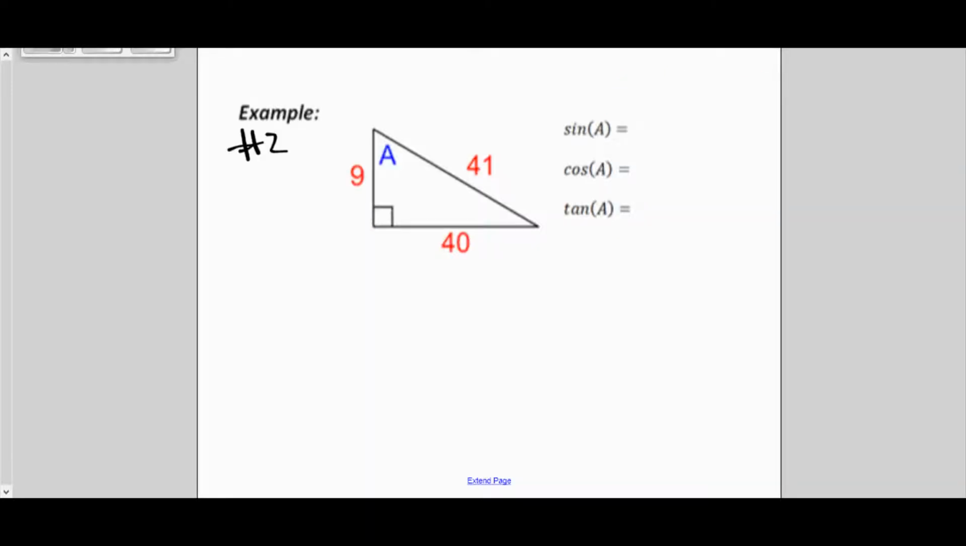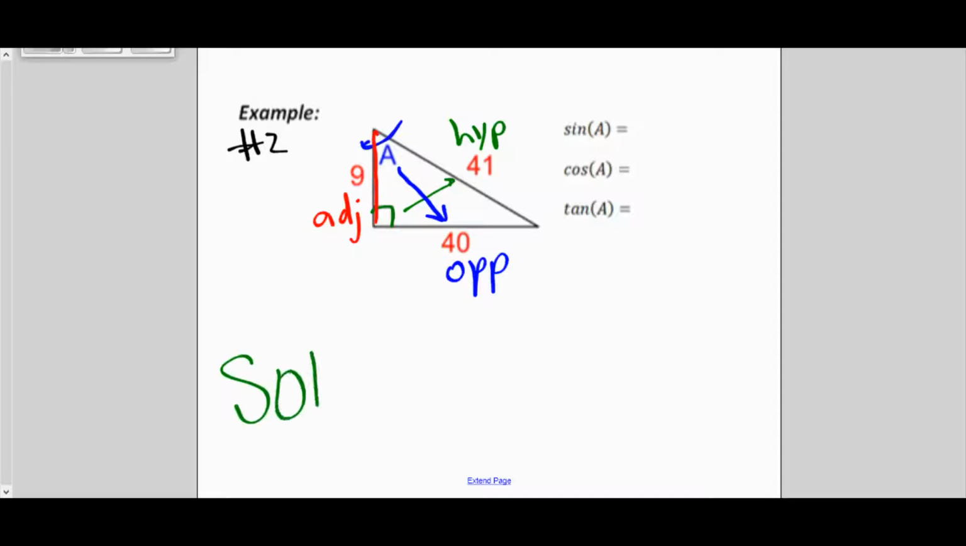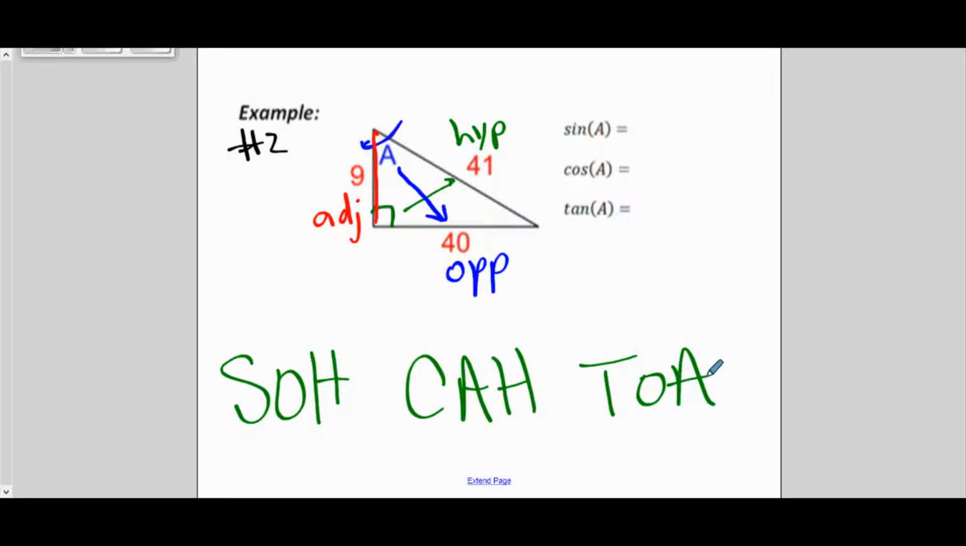So example 2, same idea. Start by labeling the sides of your triangle. If I start with my right angle, across from the right angle is your hypotenuse. Then I'm going to go to my reference angle, which is A. Across from the reference angle is your opposite side. And then the last side is your adjacent. So we want the sine, the cosine, and the tangent of A. So we're going to write out SOHCAHTOA, and we're going to find the sine, the cosine, and tangent of A.